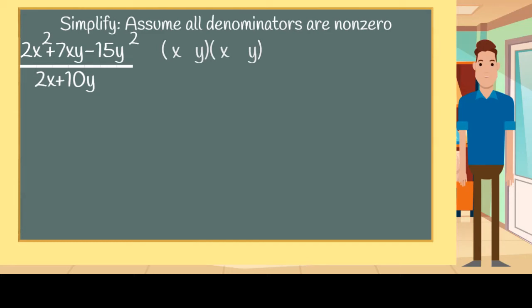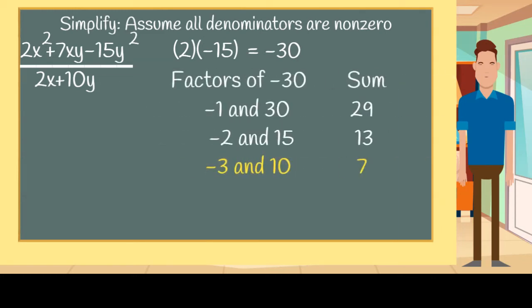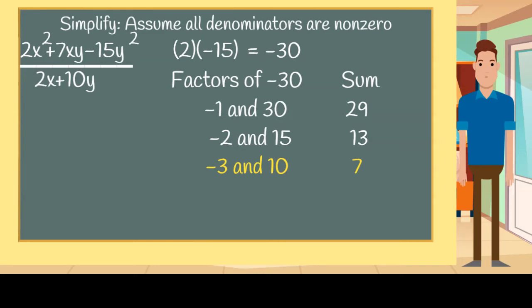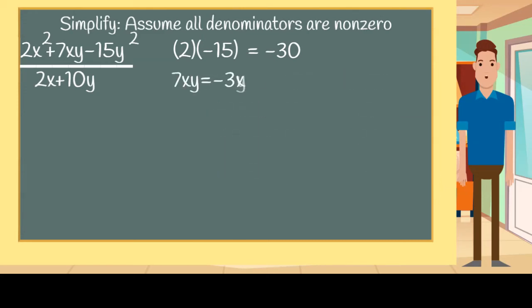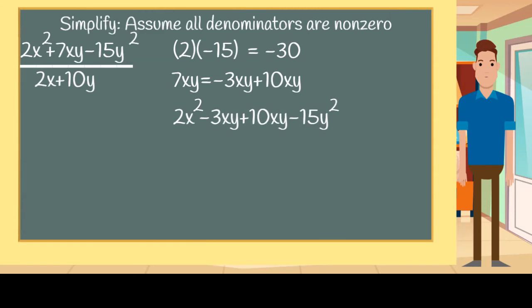Multiply 2 and -15. Their product is -30. Then factor -30 such that the sum is 7. The factors of -30 whose sum is 7 are -3 and 10. Then rewrite 7xy as -3xy plus 10xy. Group 2x squared minus 3xy, and 10xy minus 15y squared. The GCF of the first group is x, the GCF of the second group is 5y.